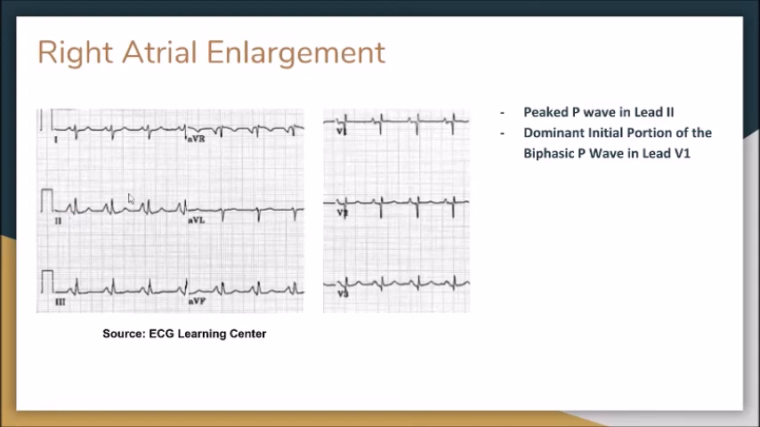And secondly, we want to go back to V1. And in this case, compared to left, the initial portion of the P wave will be dominant. So if we see here, here's a biphasic P wave in lead V1. The initial portion is dominant, so this suggests right atrial enlargement.